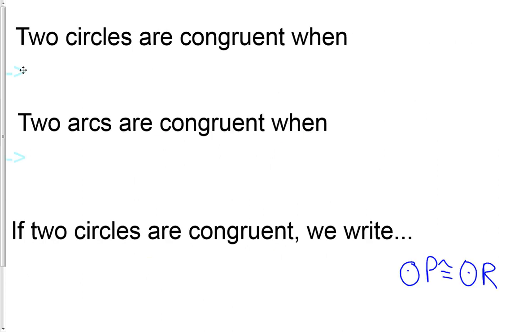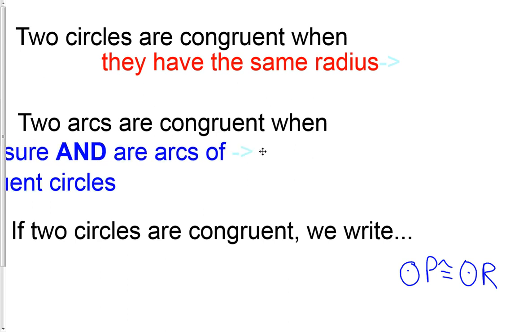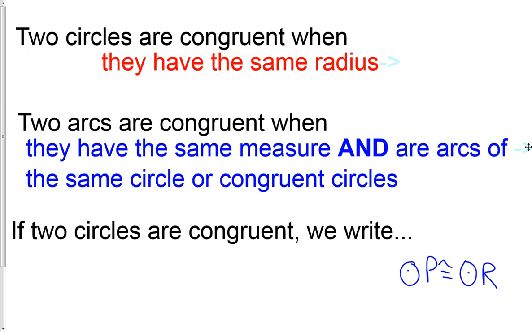Two circles are congruent when they have the same radius. Sounds pretty straightforward. Two arcs are congruent, so now how can we tell if we have congruent arcs? Same degree measure, like we were just talking about, and they're either in the same circle or congruent circles. So if they aren't the same circle, make sure you have some sort of radius congruent or some information that tells you; otherwise maybe they're not congruent, so you know that the arcs aren't going to be congruent.